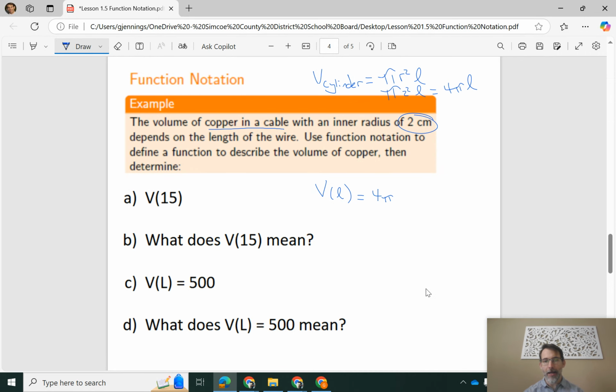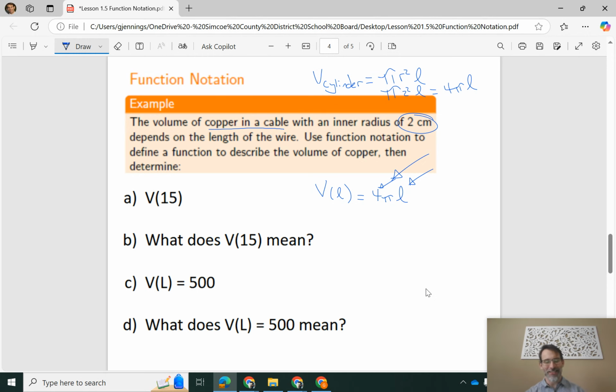4 pi L. This is a little math machine. I can feed this machine values of length, and it will tell me the overall volume of that copper wire in the cable. This is going to be expressed in centimeters cubed, because this 4 is actually 4 centimeters squared, and the length is in centimeters, so we will get centimeters cubed, as we should for volume. Volume is measured in cubes.